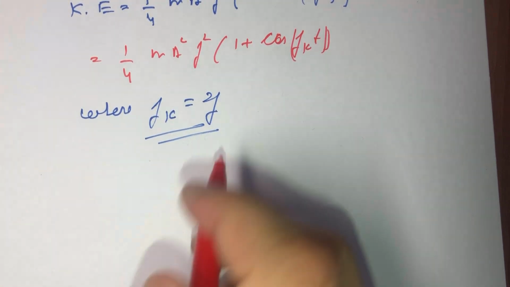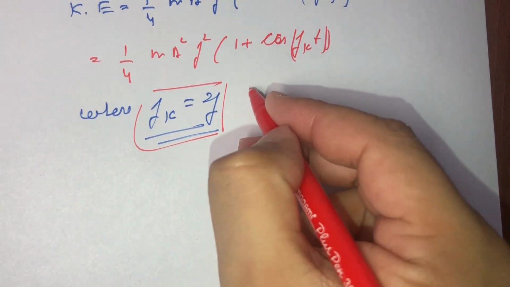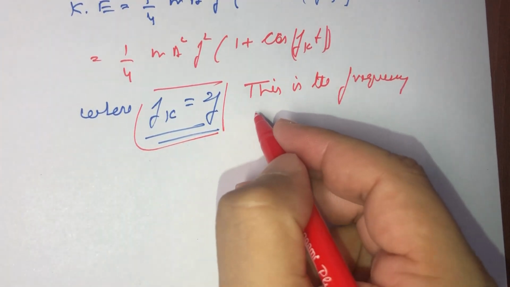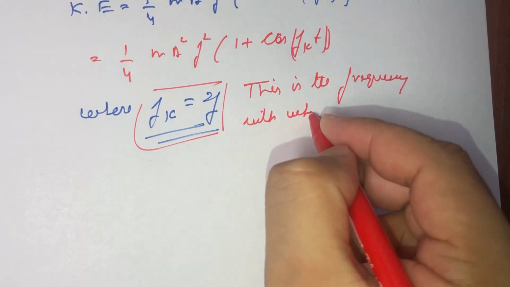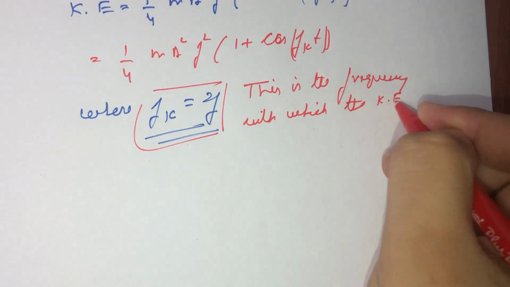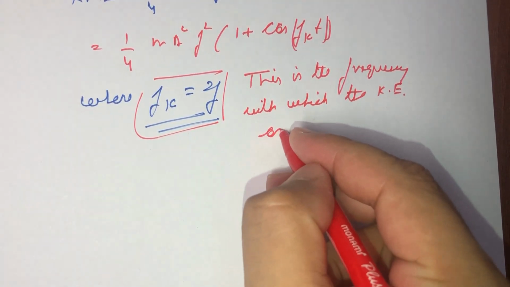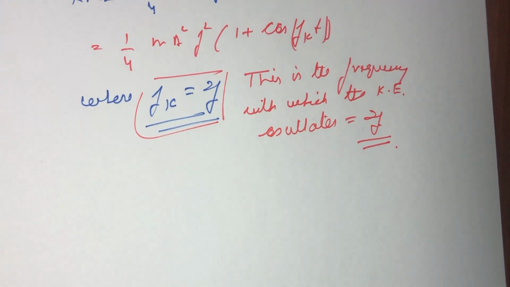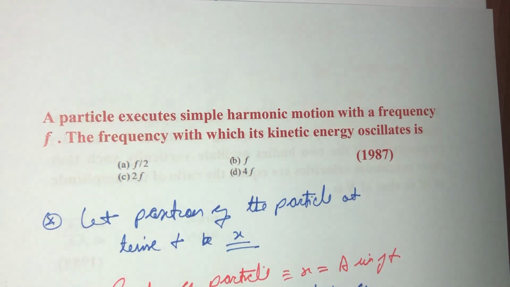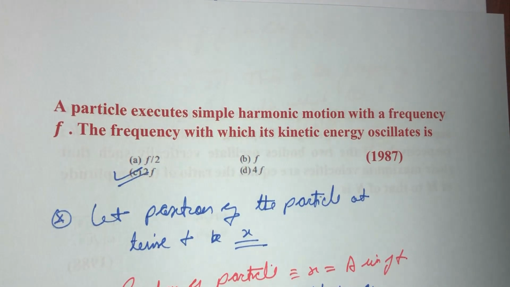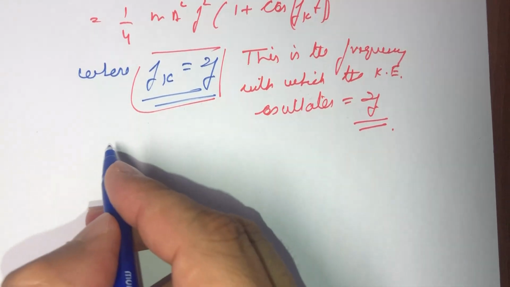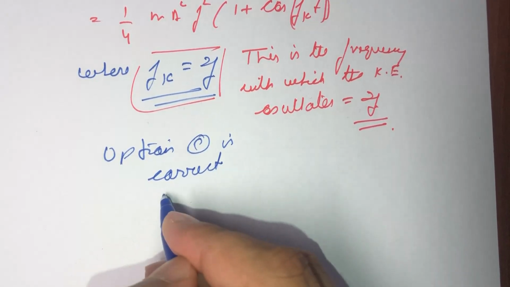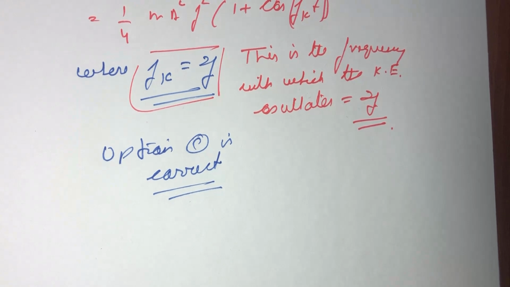Okay. Therefore we can say that this is the frequency with which the kinetic energy oscillates, and it is equal to 2f. So 2f is the frequency of oscillation of the kinetic energy. So option C is the correct option. Option C is correct. So this completes the question. Thank you.